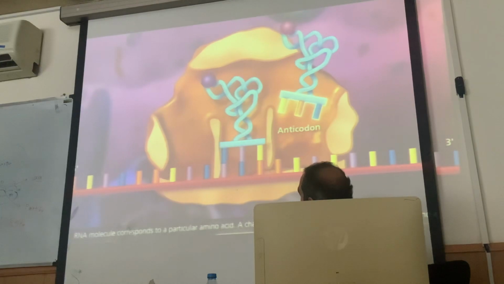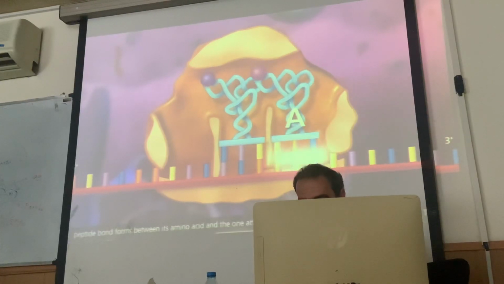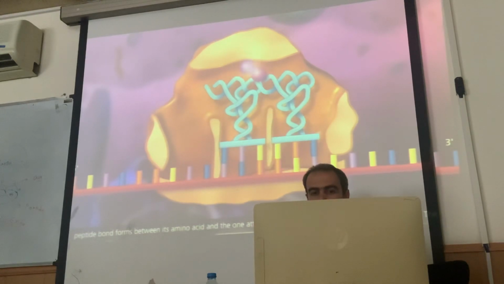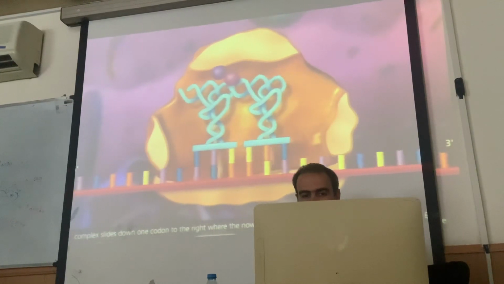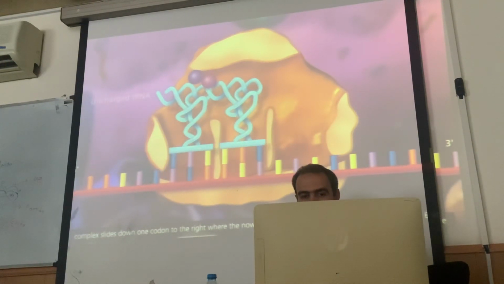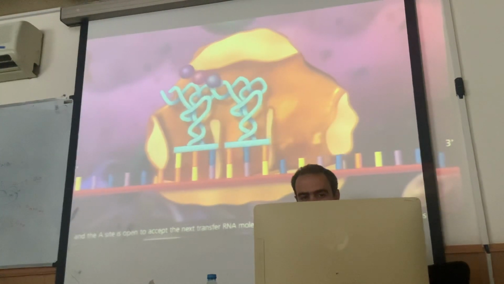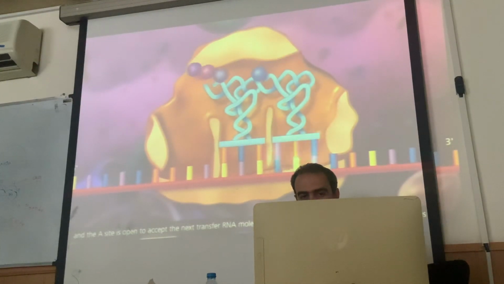Each anticodon of a transfer RNA molecule corresponds to a particular amino acid. A charged transfer RNA molecule binds to the A site, and a peptide bond forms between its amino acid and the one attached to the transfer RNA molecule at the P site. The complex slides down one codon to the right, where the now uncharged transfer RNA molecule exits from the E site, and the A site is open to accept the next transfer RNA molecule. Elongation will continue until a stop codon is reached.